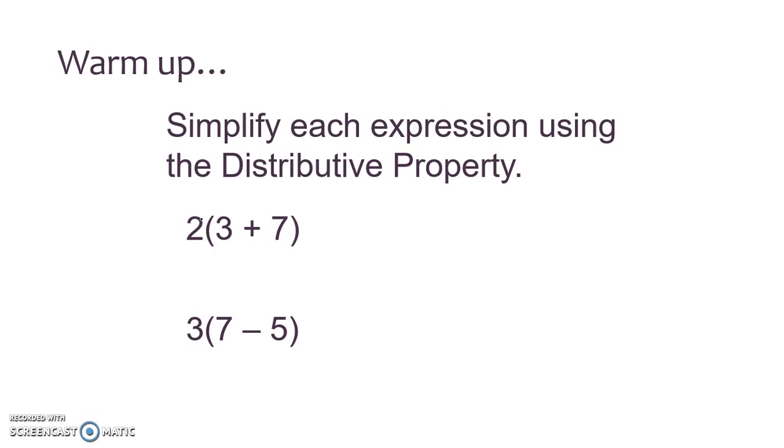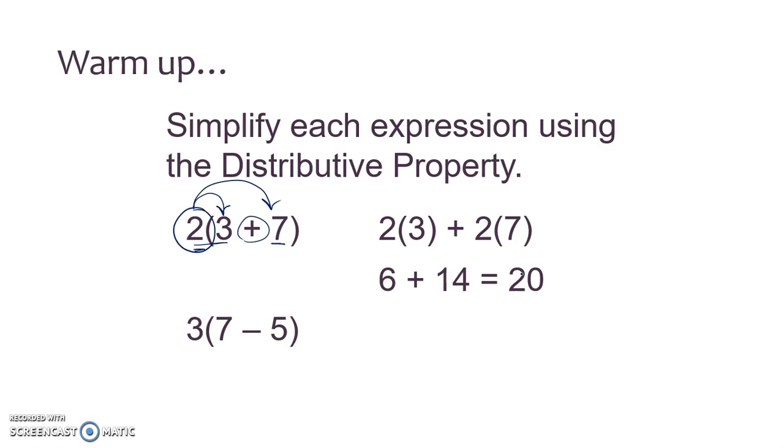So remember, when we use the distributive property, we're taking our number that's out in front and we are distributing it to the numbers inside of our parentheses. So in this case, we would be doing 2 times 3 plus 2 times 7. And we're using plus because we had a plus sign in here. So 2 times 3 is 6. 2 times 7 is 14. 6 plus 14 is 20.